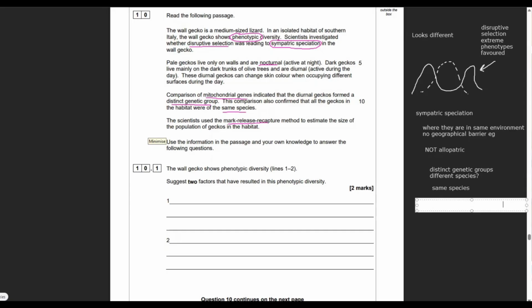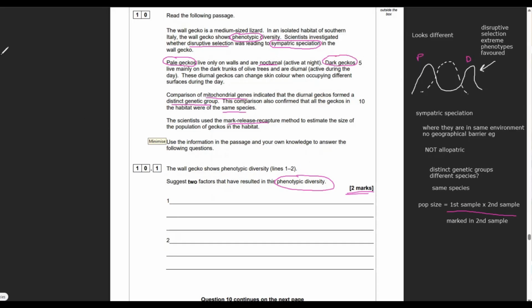Then we've got mitochondrial genes, so that's going to be about genetics. We've got species. What's the definition of a species? We've got the mark release recapture method. Population size is first sample times second sample over the number of marked individuals in the second sample. Anyway, let's get on with these questions, people. Why don't you pause the video, have a go at this first one. It's worth 2 marks. What 2 factors can result in the fact that you have pale and dark lizards?